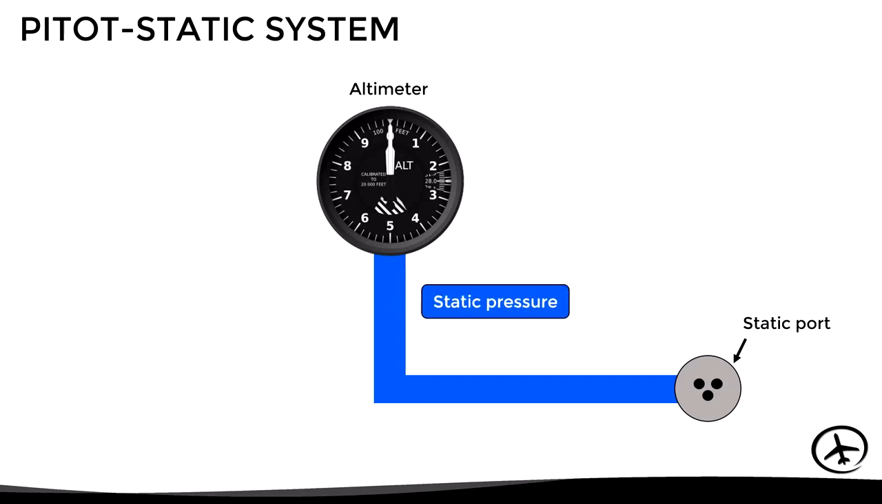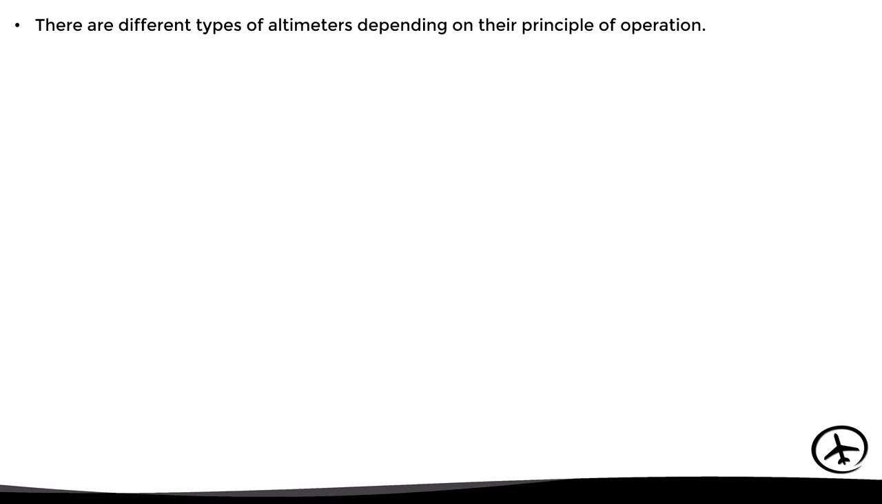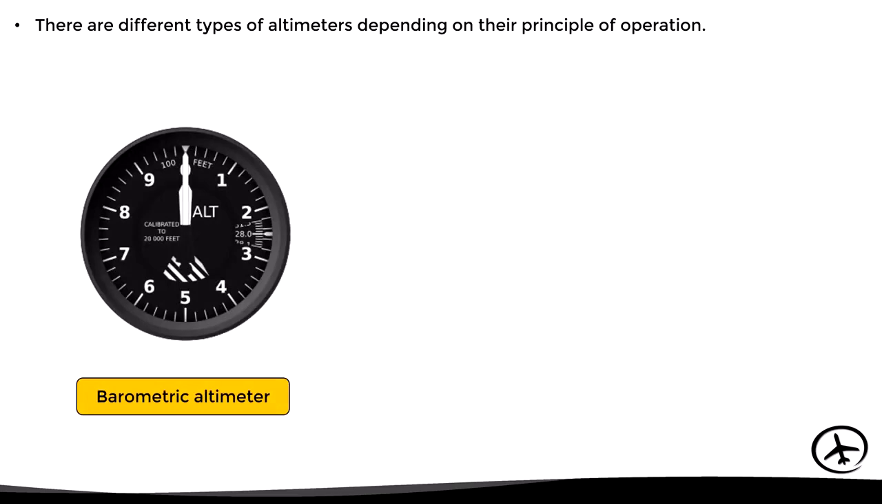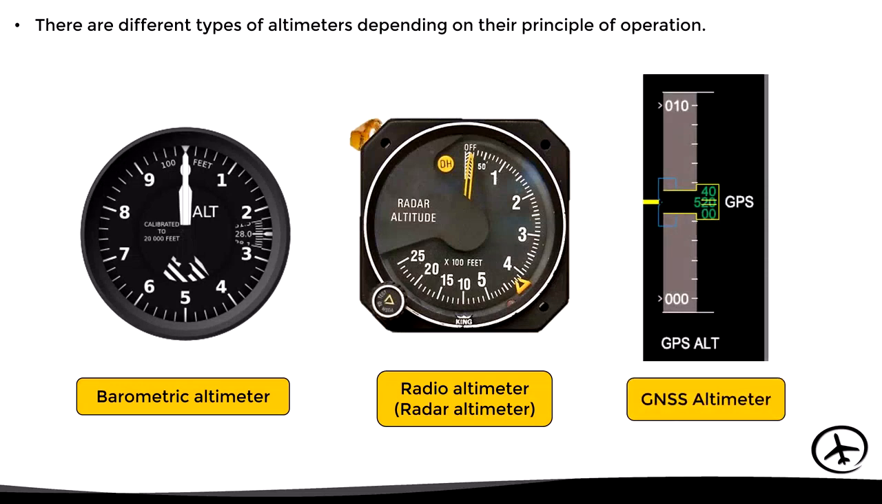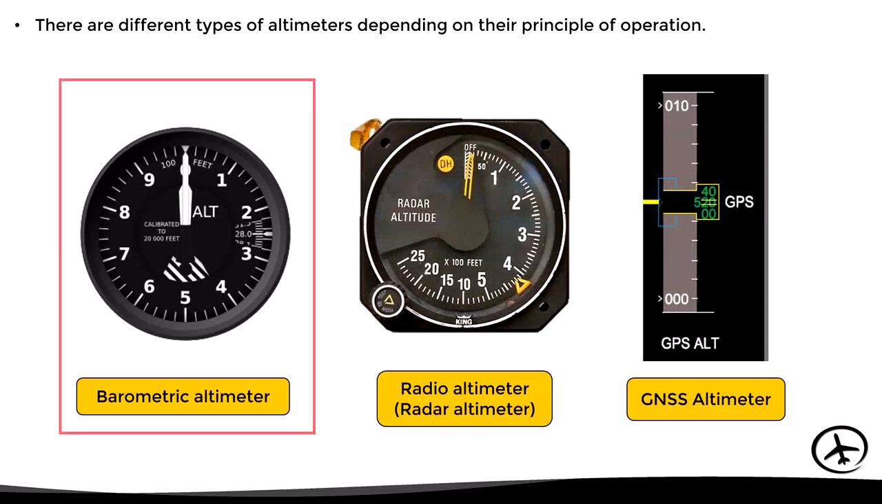Now, before continuing, we should mention that there are different types of altimeters depending on their principle of operation. First of all, we have the barometric altimeter. This type of altimeter, as its name implies, uses barometric pressure to give its reading. Then we have the radio altimeter or radar altimeter, which uses radio waves to measure the height in relation to the surface. And finally, there's the GPS or GNSS altimeter, which uses satellite-derived geometrical data to determine the altitude. In this particular video, we will focus on the barometric altimeter, as it is the one used in most air operations and can be found in all aircraft.